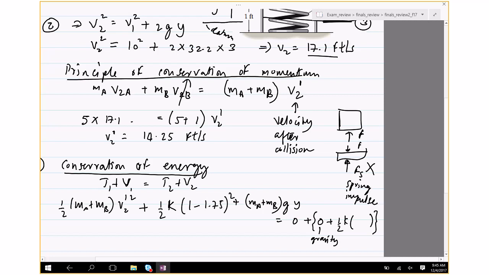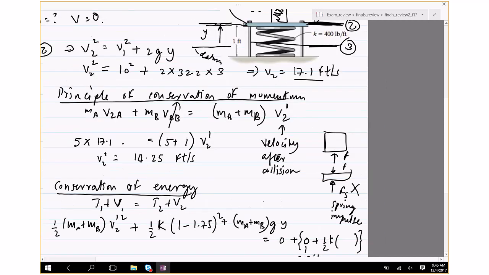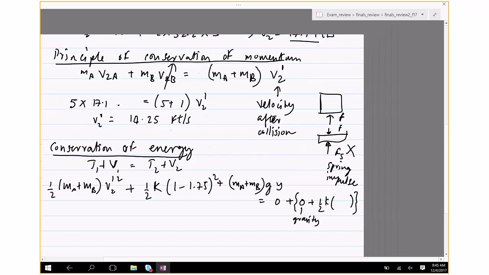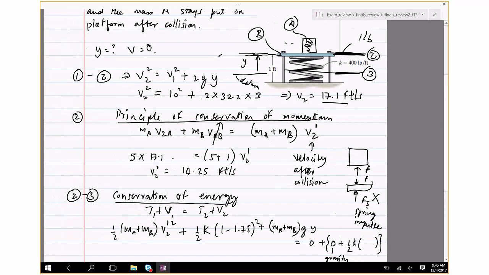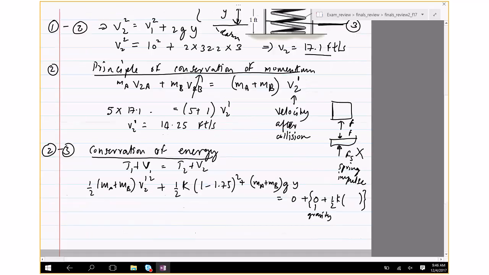So what's the stretch of the spring? 0.75 plus displacement. Yeah, because this is 0.75, right? This is one, the unstretched, this is y, so it's 0.75 plus y. This is the net stretch.